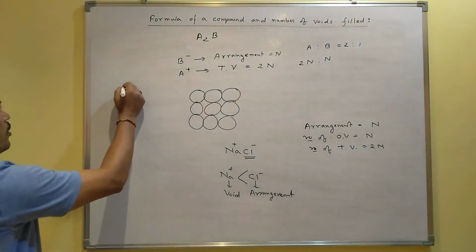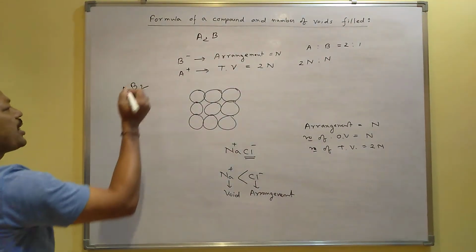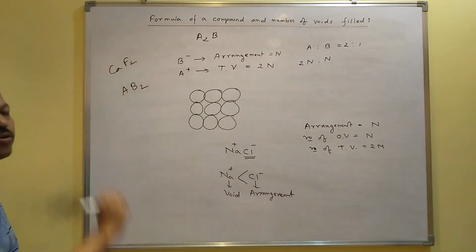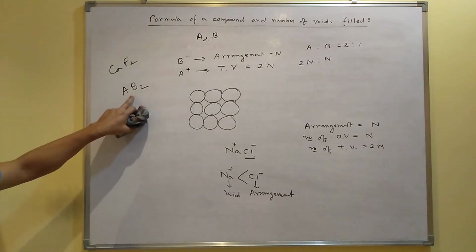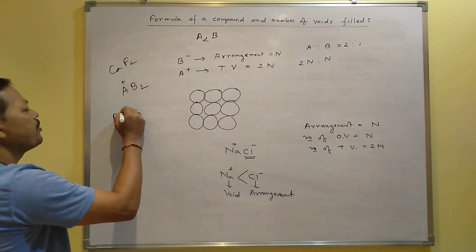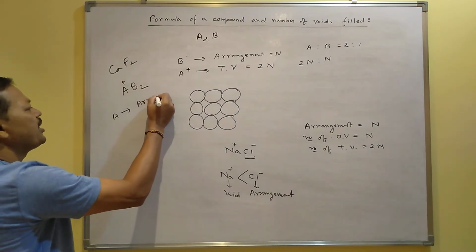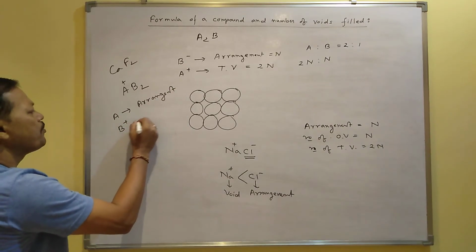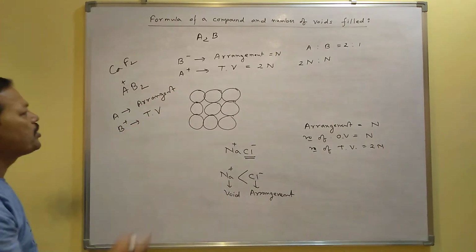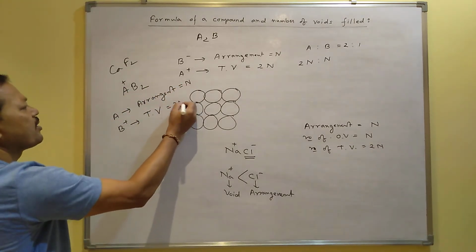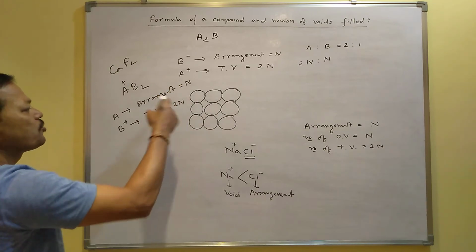Now suppose the formula is AB2. This is another formula. For example, you can consider calcium fluoride, this type of formula, AB2. If the formula of the solid is like this, then the cation must adopt the arrangement, and the B minus ion must be present in tetrahedral voids, because the ratio is 1:2. If it is n, it is twice n. I mean you will get the ratio 1:2.